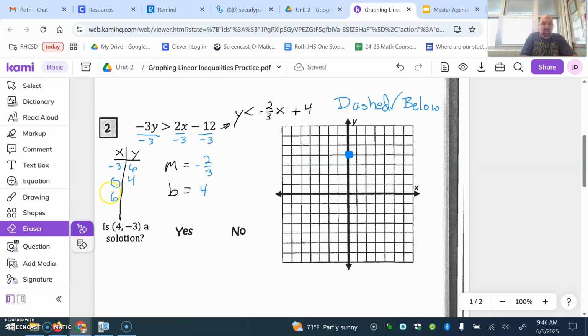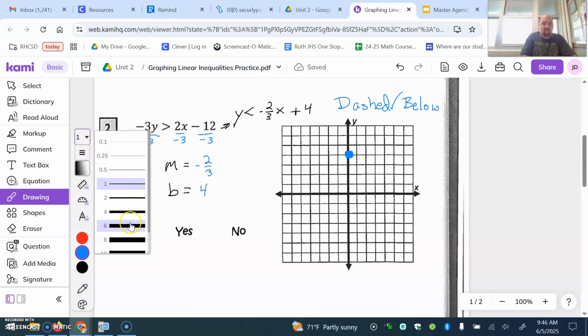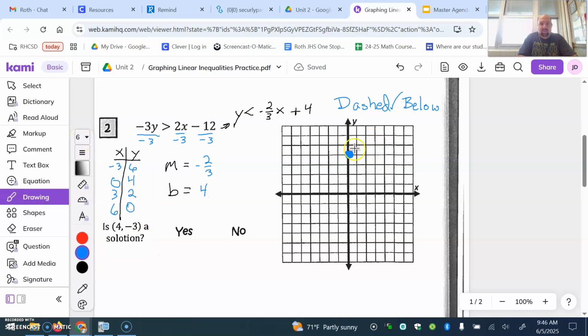Mr. Decker's making lots of mistakes today. 3, 2. And look at the pattern. This is decreasing by 2 every time as this goes up. All right, so now I have more than enough points. So 0, 4, I have -3, 6. That's right here. 3, 2. That's right here. 6, 0. And that looks like all I can fit.